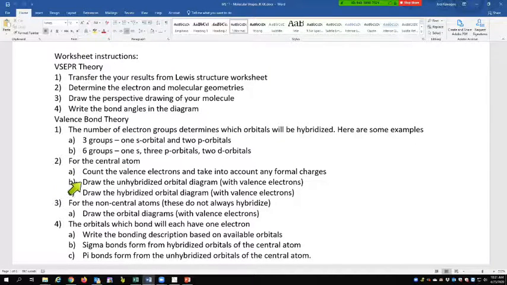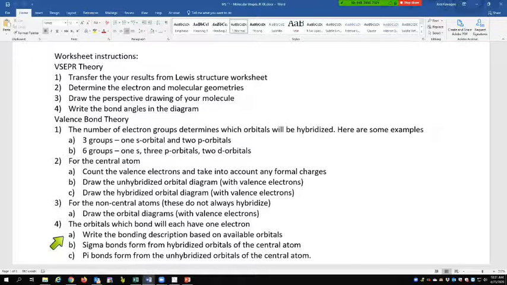You start by drawing the unhybridized orbital diagram with the valence electrons in it. Then you draw the hybridized orbital diagram with the electrons in it. For the non-central atoms, we are going to assume that they do not hybridize. So we're just going to draw regular orbital diagrams. Again, you have to consider any formal charges.